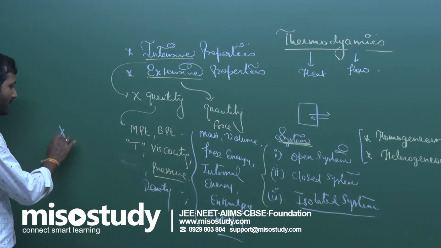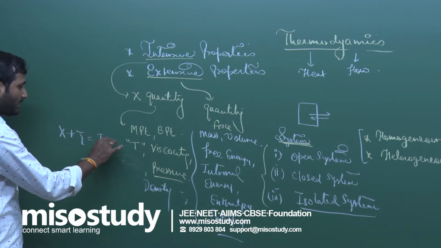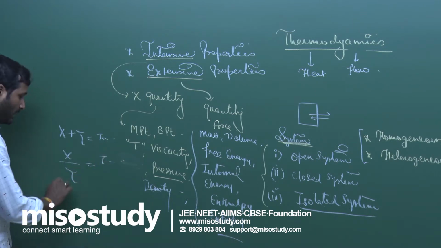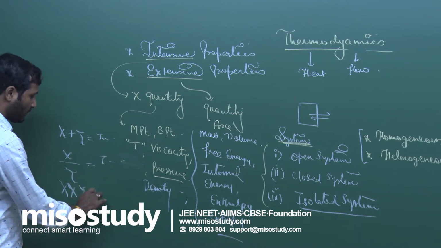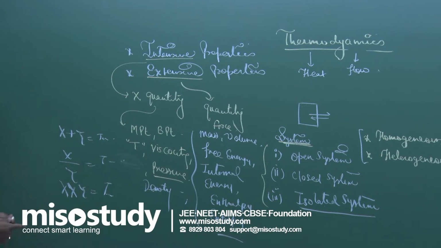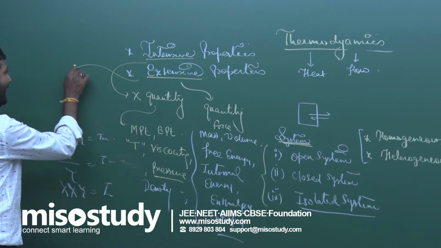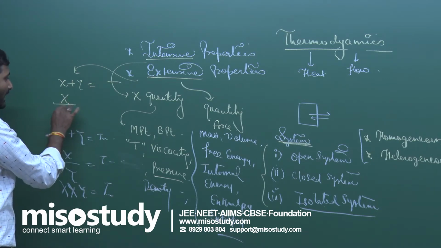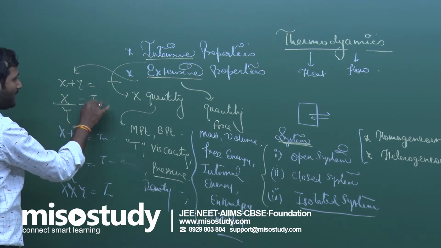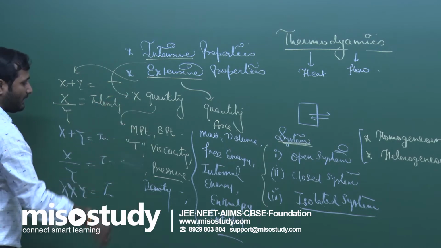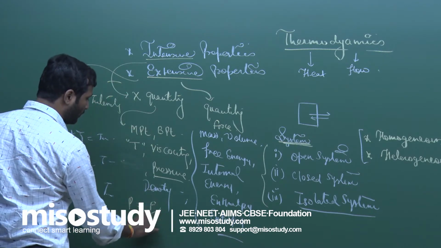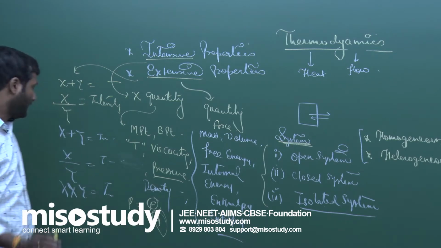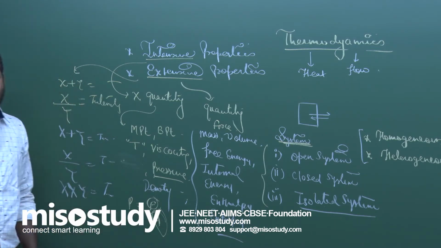One more thing: if we add two intensive properties we get an intensive property. If we divide two intensive properties we get an intensive property. If we multiply two intensive properties we get an intensive property. Now for extensive properties: if we add two extensive properties we get an extensive property. If we divide two extensive properties we get an intensive property. That's why pressure is force upon area. Force is extensive and area is also an extensive property, but pressure is an intensive property.